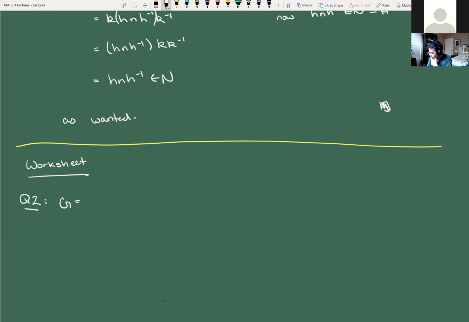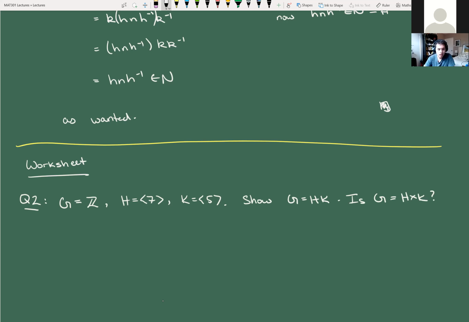So we've got G equal to Z, the integers. We take H to be the subgroup generated by 7 and K to be the subgroup generated by 5. The question is: show that G is equal to HK. Is G equal to H cross K?